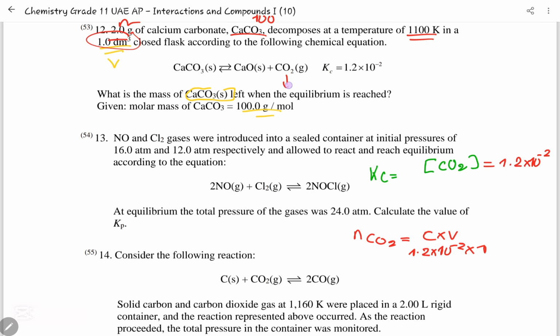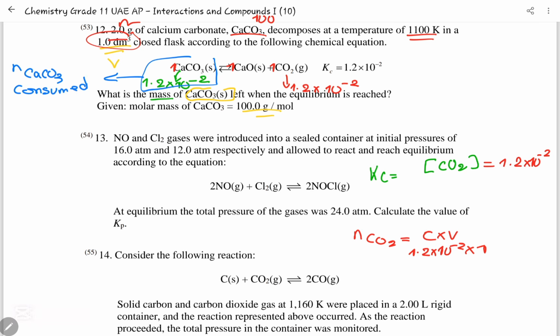So the number of moles of carbon dioxide, I have them to be 1.2 times 10 to the power of minus 2. Now, this is in a 1 to 1 to 1 ratio. That means the number of moles of CaCO3 is also going to be 1.2 times 10 to the power of minus 2. Now, they want what? They want the mass of CaCO3 left. So actually, when I'm solving like this, I am calculating what? I'm calculating the number of moles of CaCO3 consumed, okay?